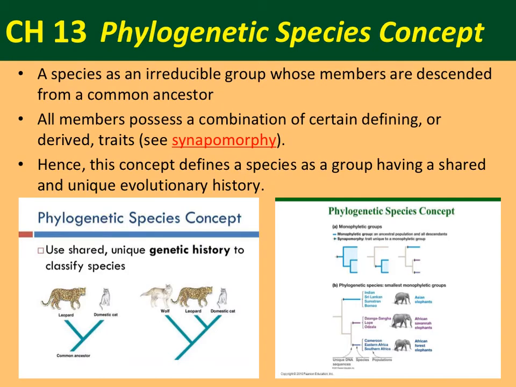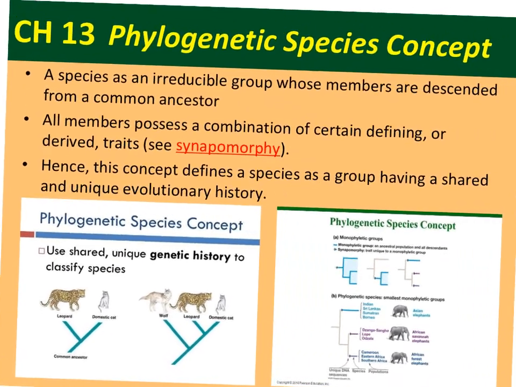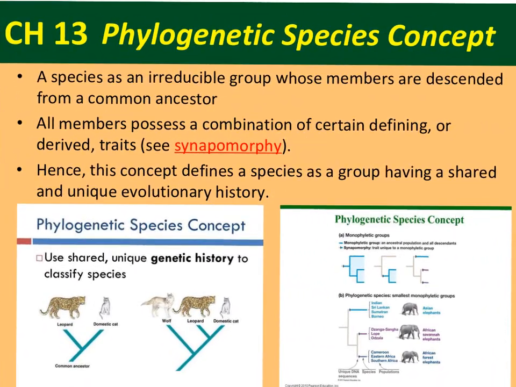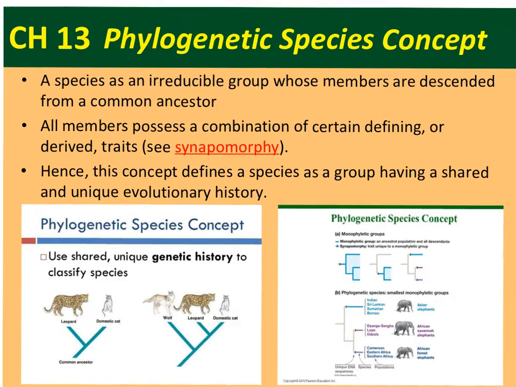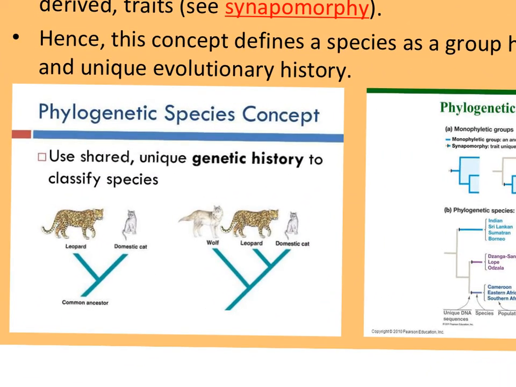And then finally, there's the phylogenetic species concept. And again, this is an evolutionary tree. We've talked about that. Common ancestor of the cat family. That was the ancestor of both. And then eventually, the cat family has split into many different species. In fact, leopards and lions are more closely related than domestic cats.